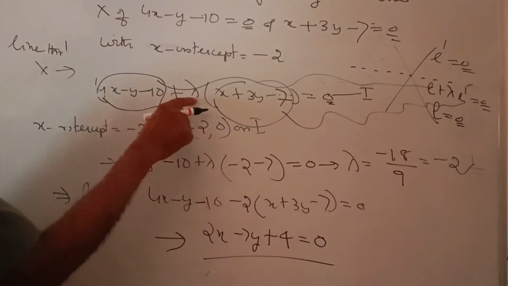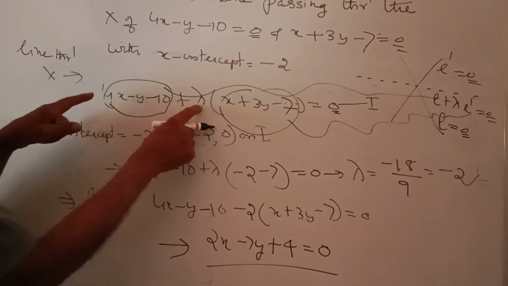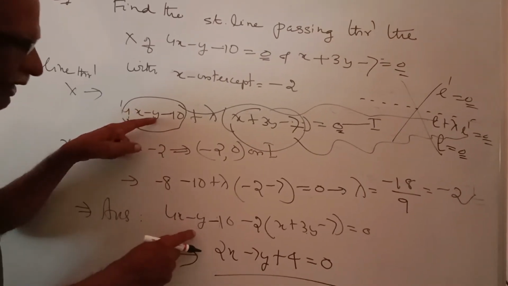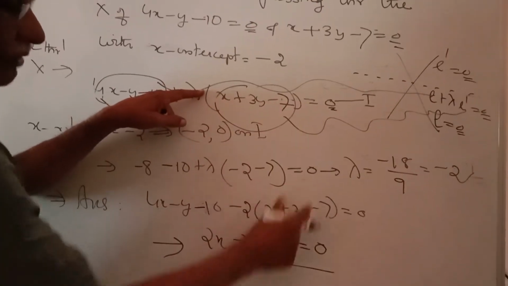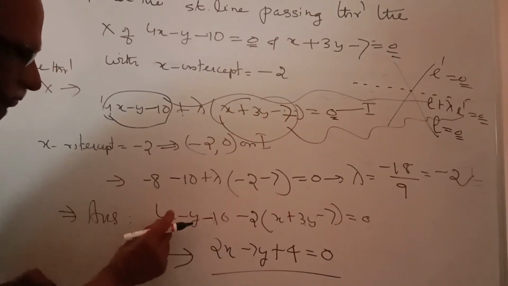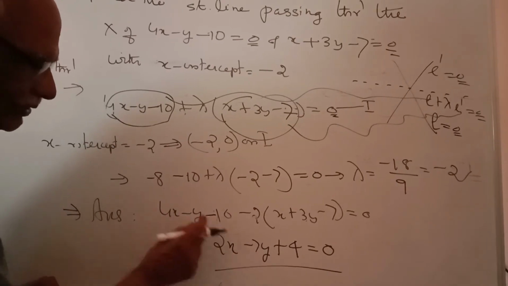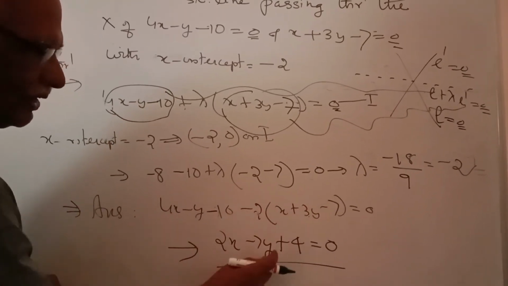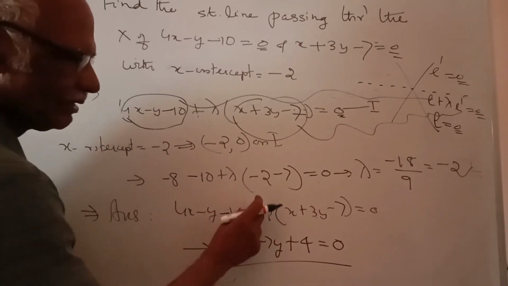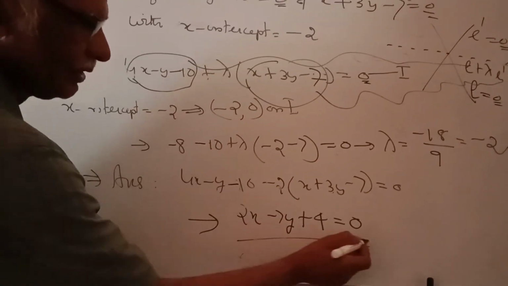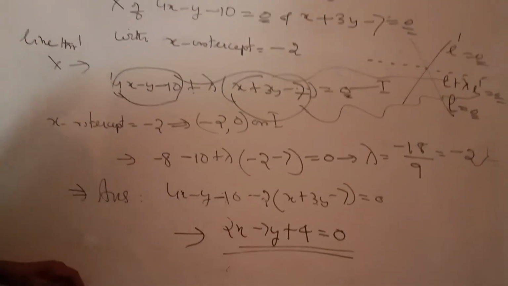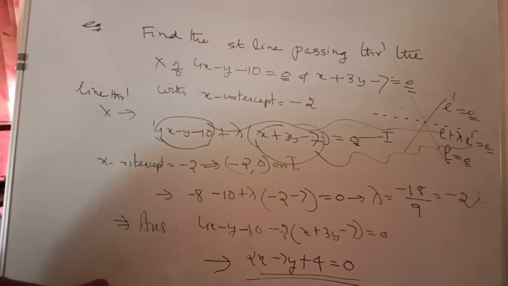Put that value back. Lambda is minus 2. So 4x minus y minus 10 minus 2 into (x plus 3y minus 7) equal to 0. 4x minus 2x is 2x, minus y minus 6y is minus 7y, minus 10 plus 14 is plus 4. Final answer: 2x minus 7y plus 4 equals 0.